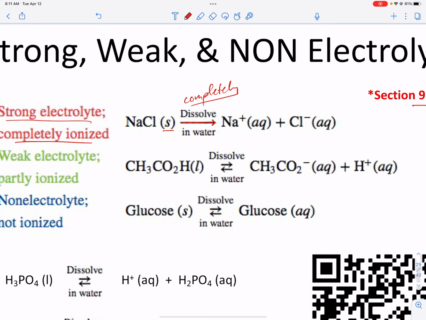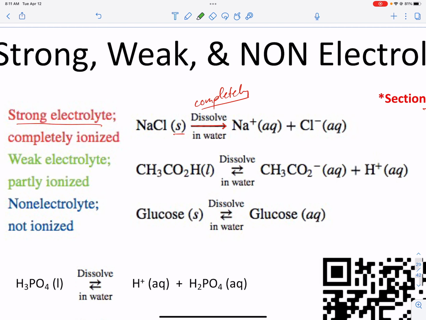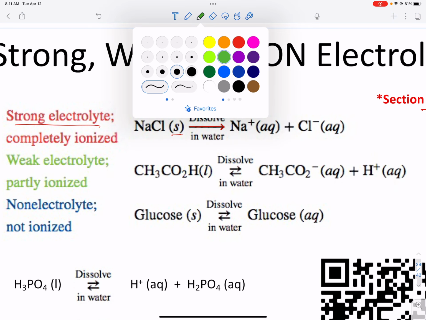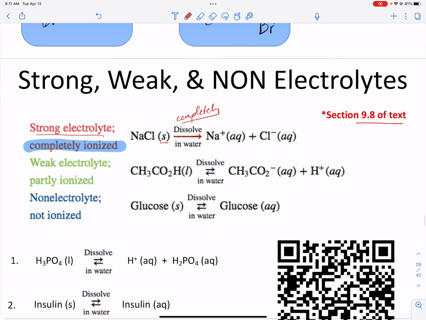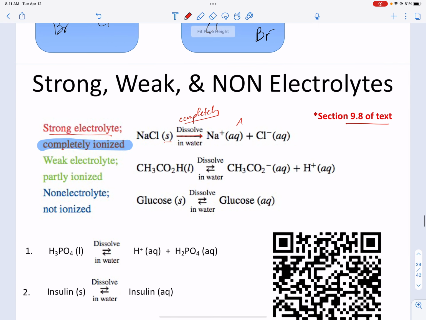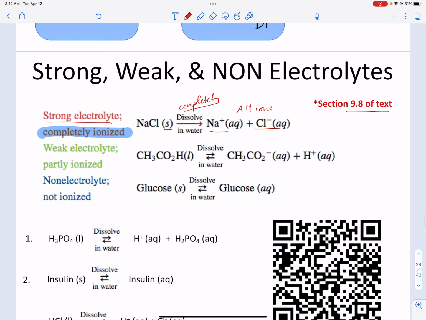Which is what I want to highlight here. Completely ionized. That is a strong electrolyte. Something that completely ionizes is a strong electrolyte. So you get all ions as your product, okay? All sodium and chloride ions. Okay, a weak electrolyte is a little bit different. Here we have acetic acid.